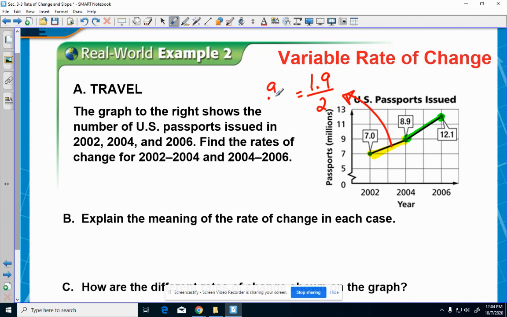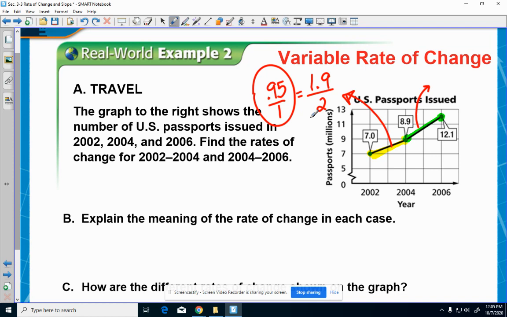Did anybody have 0.95 over 1? Did any of your girls go that far? Remember, we're talking about the number of passports that are sold. So in millions, what does 0.95 stand for if you're talking about millions of passports? Aiden? Good. So basically what we're saying is we're doing 950,000 a year. Should my answer for the green one be bigger or smaller than 0.95 over 1? Should be bigger. The line is steeper.